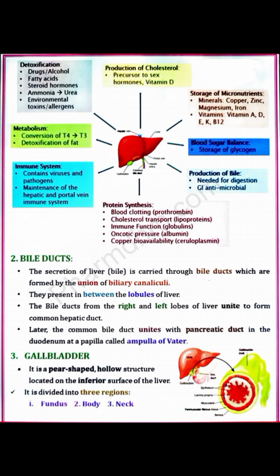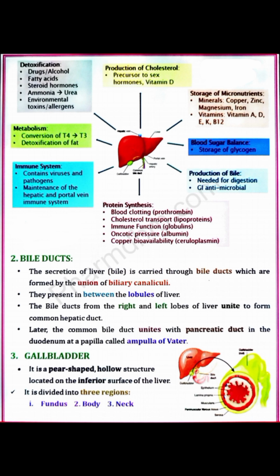Next, protein synthesis, blood clotting, formation of prothrombin, cholesterol transport, lipoproteins, immune function, formation of globulins, oncotic pressure, formation of albumin, copper bioavailability, ceruloplasmin. Storage of micronutrients like minerals, copper, zinc, magnesium, iron, vitamins A, D, E, K, B12, blood sugar balance, storage of glycogen, production of bile needed for digestion, GI antimicrobial.